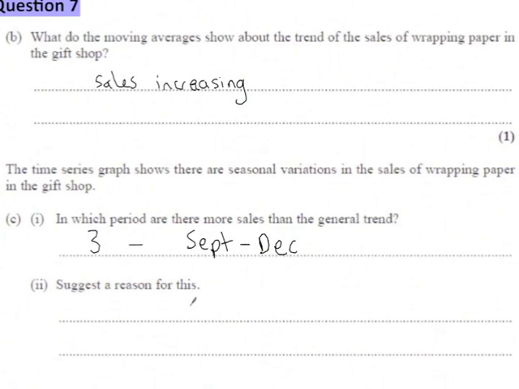Why is the shop having increased sales of wrapping paper during the months of September to December? Well, as you all know, at the end of December, we have Christmas where lots and lots of people are buying wrapping paper. So Christmas wrapping paper may well be the reason for the increased number of sales at this particular shop during the period September to December.